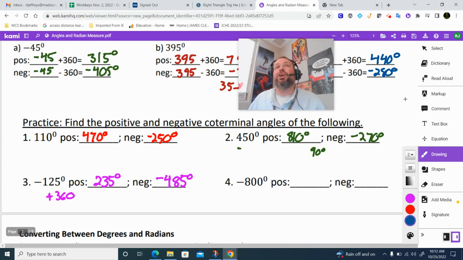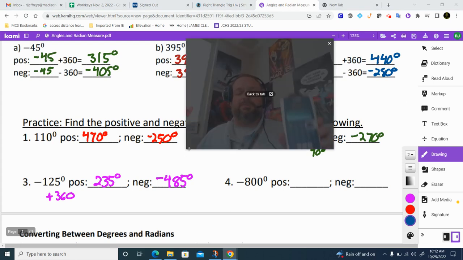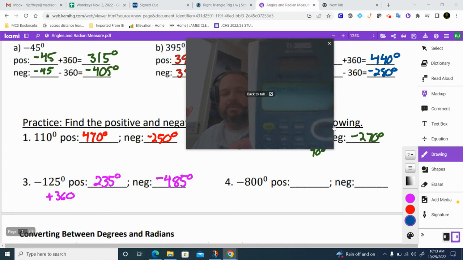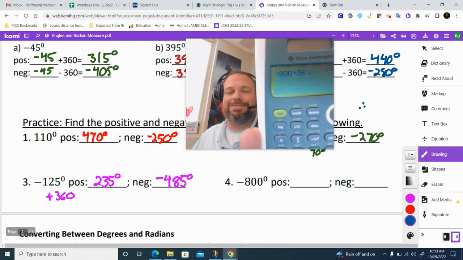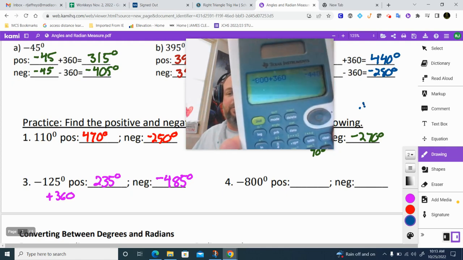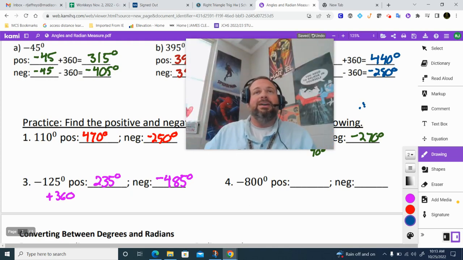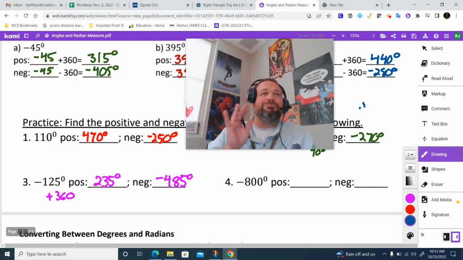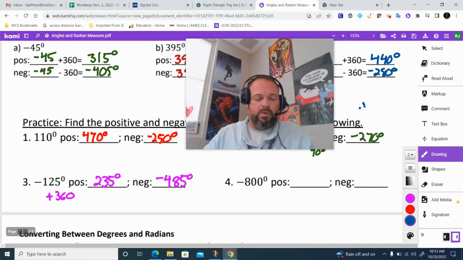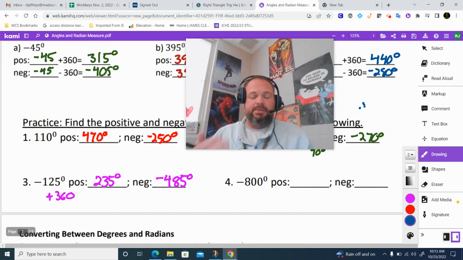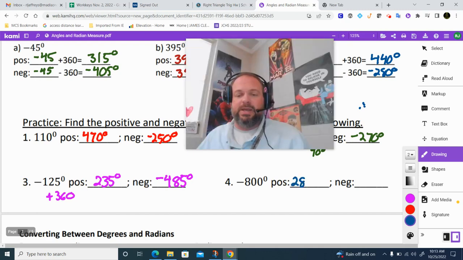For 800 degrees, there's actually multiple different answers. If I added 360, I get negative 440. That could actually be an answer. Here's the crazy thing. There's not one exact answer for some of these because they're already going around the circle more than once. But if we did what I said to do, just keep adding until we get a positive one, we would actually get 280.